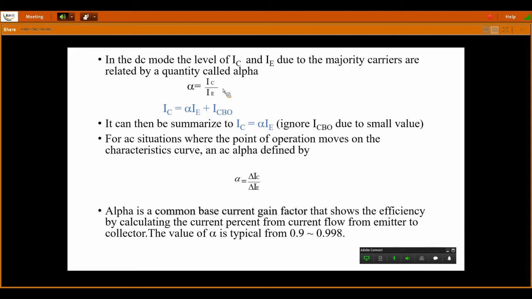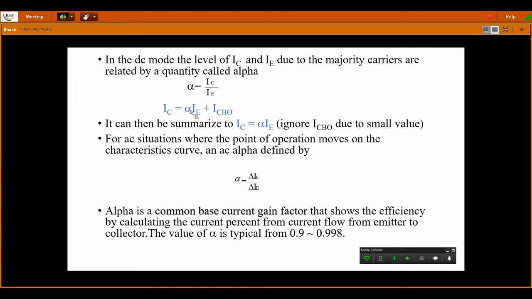That gain is defined with alpha. This is the alpha, or alpha DC. We'll call this alpha is equal to IC divided by IE. So it is the ratio of collector current to the emitter current, or output current to the input current in any configuration. Since it is a common base configuration, output current is the collector current and the input current is the emitter current. Alpha is the common base current gain.